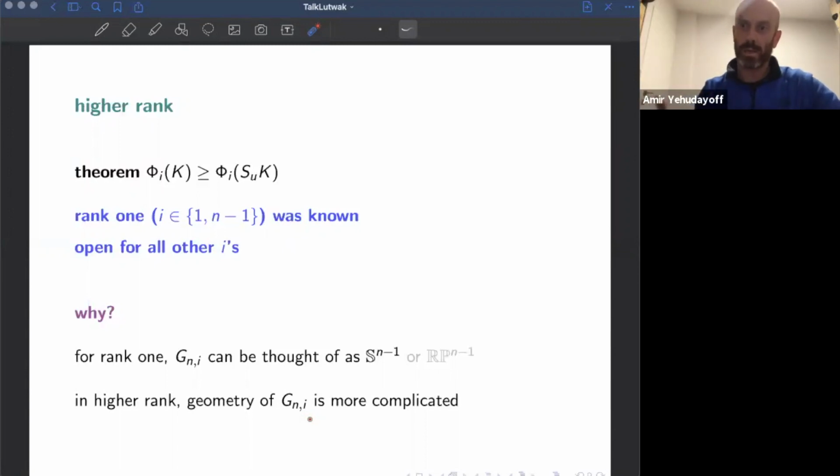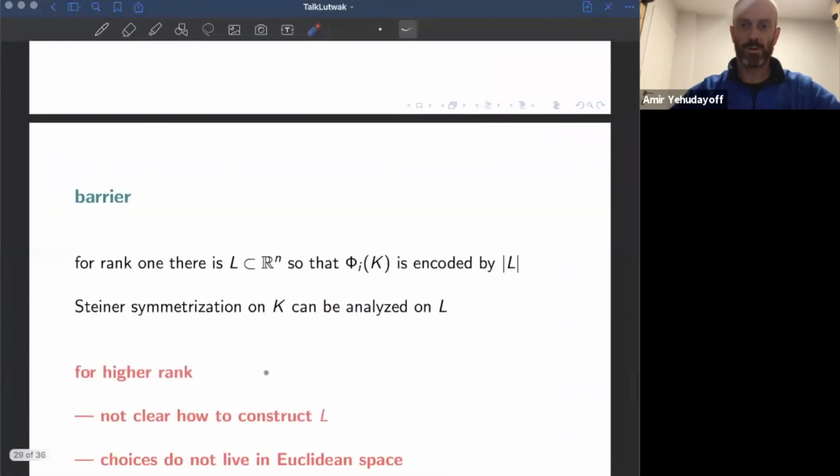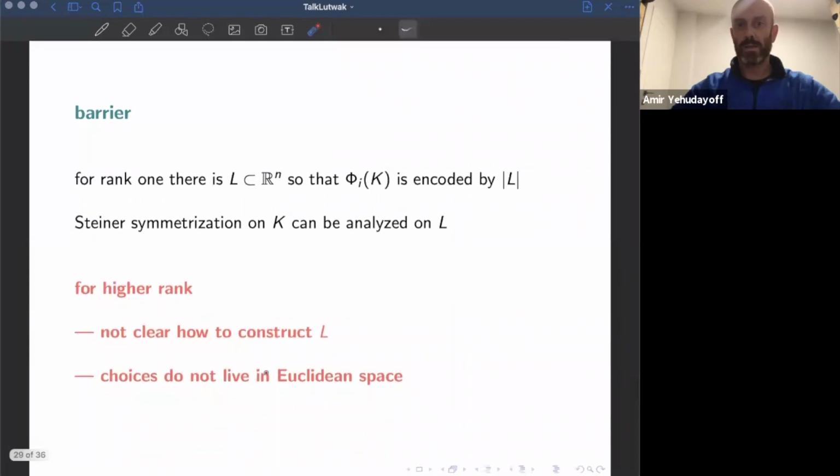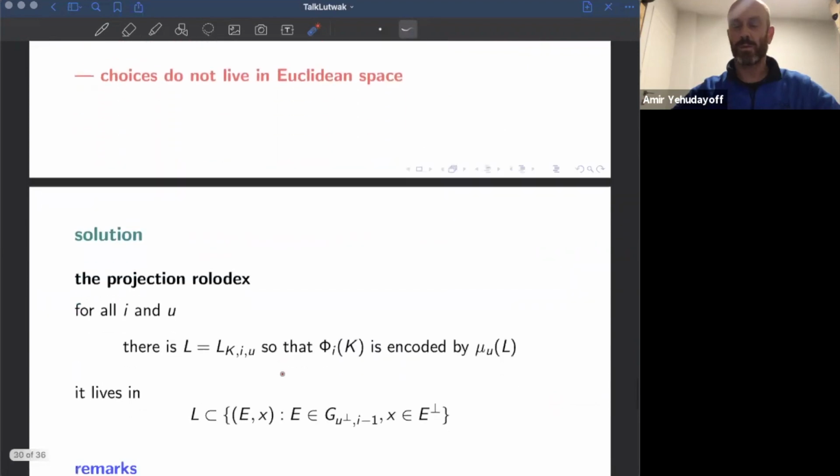How do you access this concretely? Like, what is the geometry? So this is the problem, that it's really not obvious what this body L is. And we tried many versions of this, and whatever choice you make, it is very hard to put it inside Euclidean space, any Euclidean space, in a way you can control. So this was the problem. And the way we solved it is by a construction.